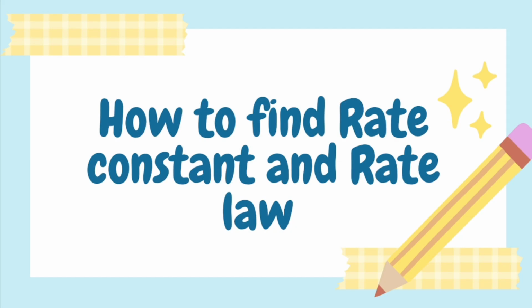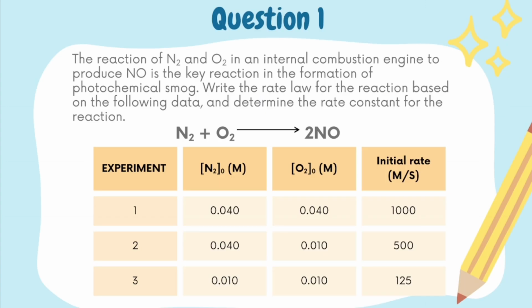Hello students, in this video we will learn how to find the rate constant and rate law. In this question they have given the data and we have to determine the rate constant and the rate law for this reaction, that is N2 gives 2NO. By using this data we can find the value of the rate constant and also the order of the reaction very easily. Okay, first let's write the rate law for this reaction.